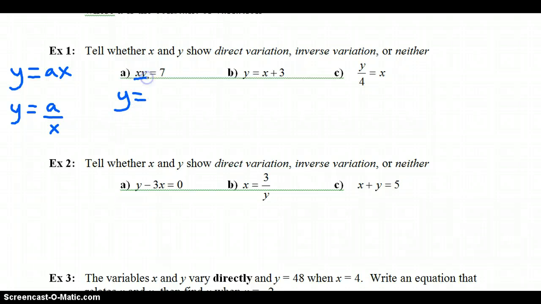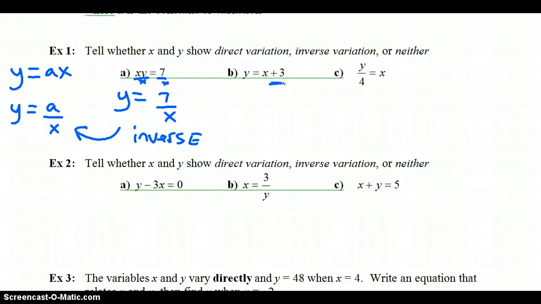So how do I solve for y? I divide by x on both sides. So we can see this model is more like the inverse model. If we solve for y, part B is already solved for y. So we have a plus, and our only direct and inverse is a times or a divide. So this would be a neither.